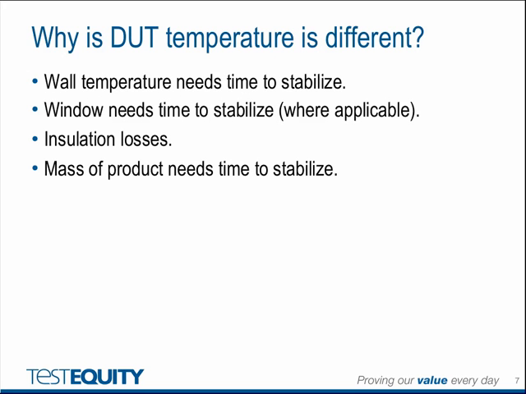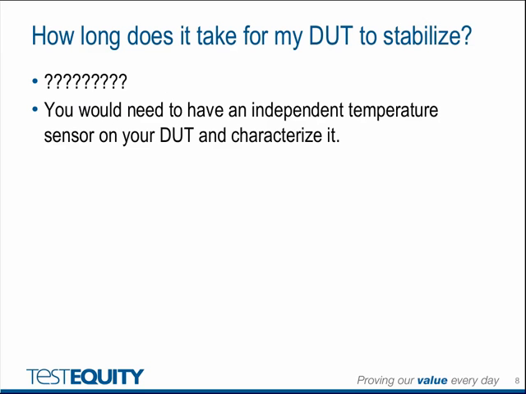There are quite a few reasons why the DUT temperature is different from the temperature at the air control sensor. The air sensor may measure the desired temperature setting, but the chamber walls, the insulation in the walls, and the chamber window are still hotter or colder and need time to stabilize. In the meantime, the DUT itself has mass and takes longer to stabilize than the air around it. How long does it take for my DUT to stabilize? Well, that's hard to predict. We would need to know the thermal characteristics of the material it's made from, its weight, and the exposed surface area. You would really need to have an independent temperature sensor attached to your DUT to characterize it.